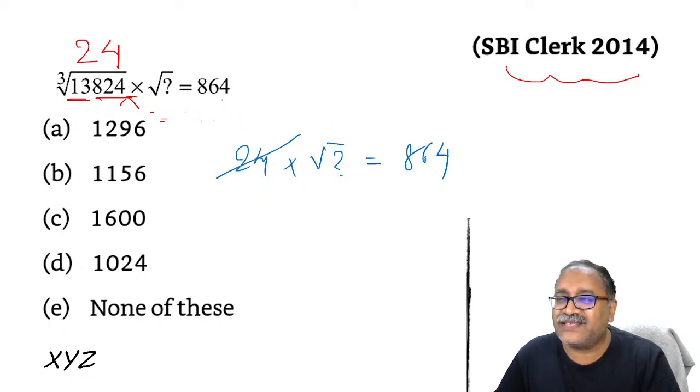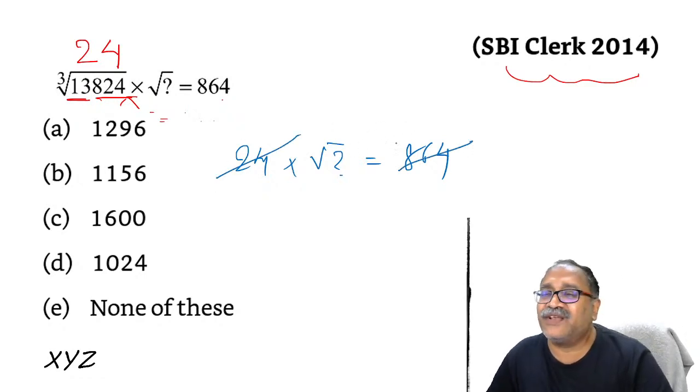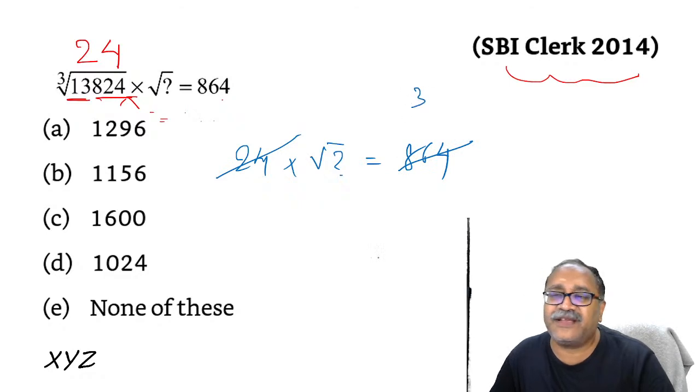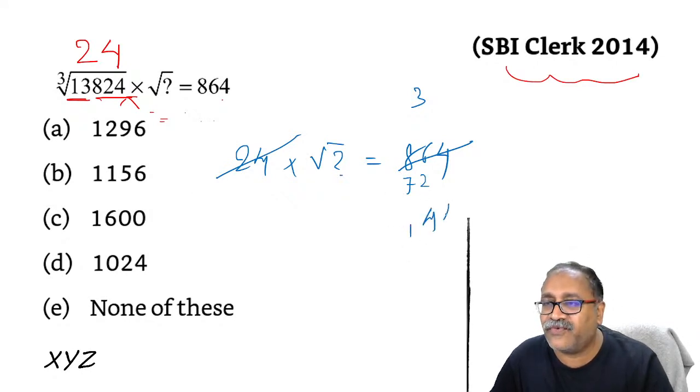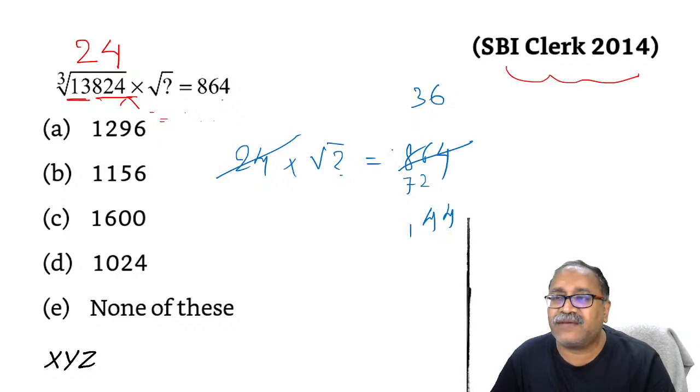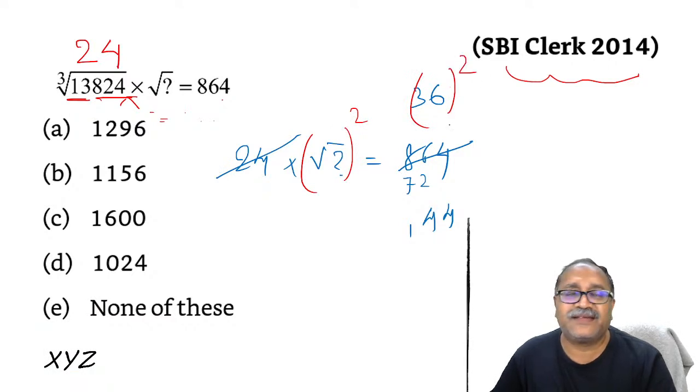Now I will cancel this one, and here will it go for 4 times? No, it goes for 3 times. And 24 into 3 is 72. I get this as 4 and 1 and 4, and I see that it goes 6 times. That's right. So I need the square root of the number. So from here you know that you need to square over here and you need to square over here.